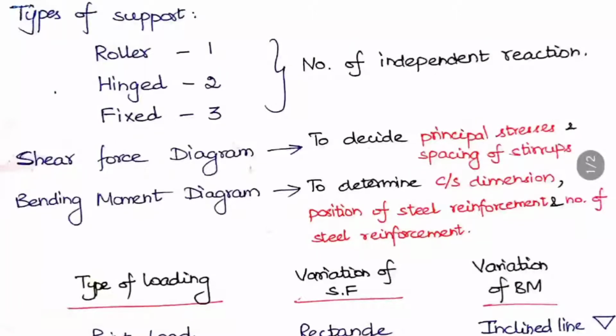Okay, so why are we drawing the shear force diagram? It is to decide the principal stress, and also when you are constructing an RCC structure, to decide the spacing of the stirrups, the shear force is very important. And in the case of bending moment, it is to determine the cross-section dimension, because based on the maximum bending moment only we will decide the size of the element itself, and also the position of the steel in the RCC structures, and the number of steel reinforcement also will be based on the bending moment. So both these factors are very important, as they are the basics for RCC structures.